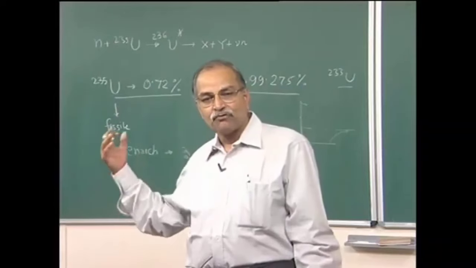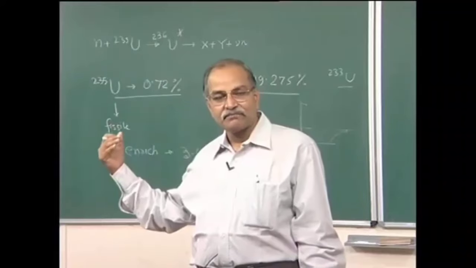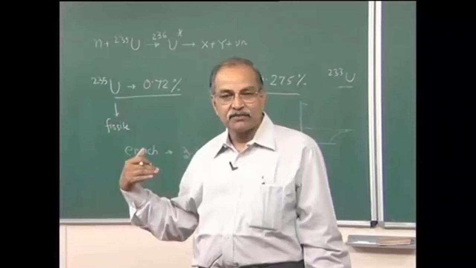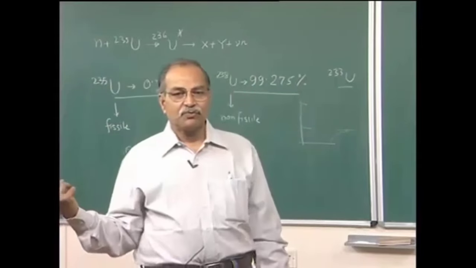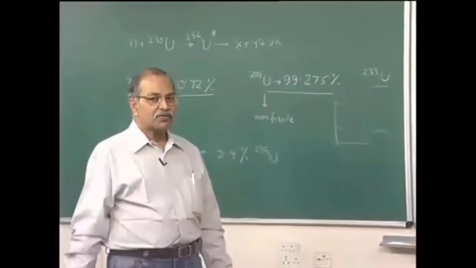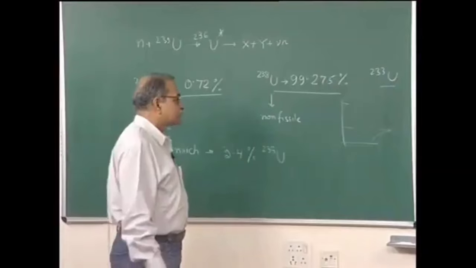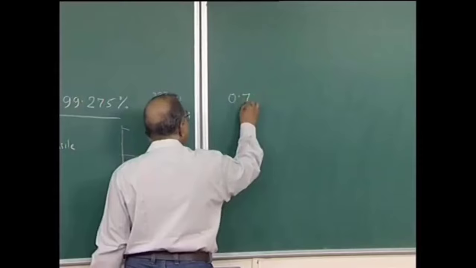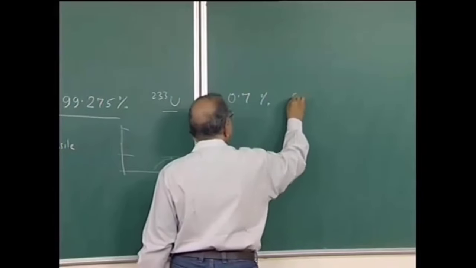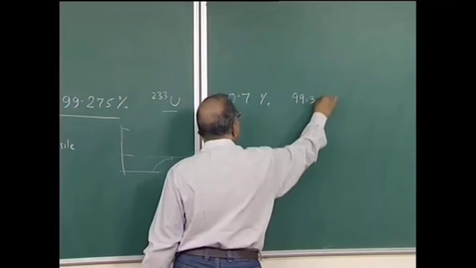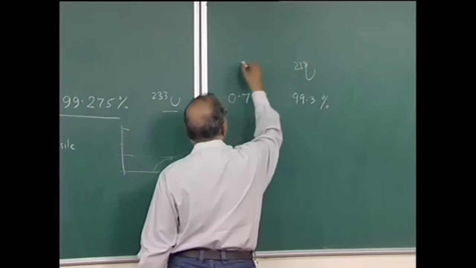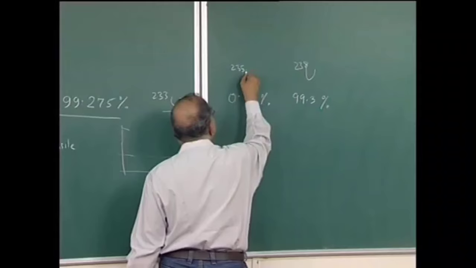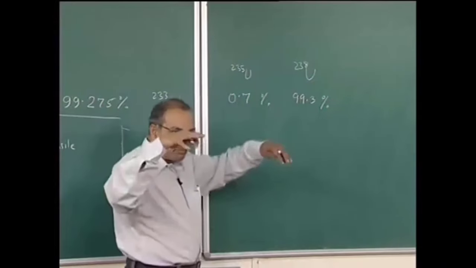If you want to go from 0.7% to 3% or 4%, how much uranium 238 will you have to remove? That number comes out to be around 80% or so. So, if you have initial concentration 0.7% here and 99.3% here, this is uranium 238 and this is uranium 235, in that compound form.